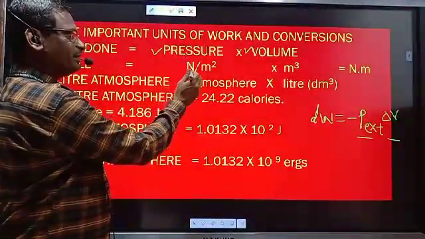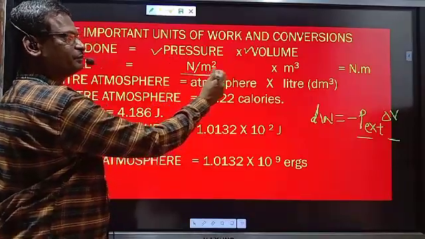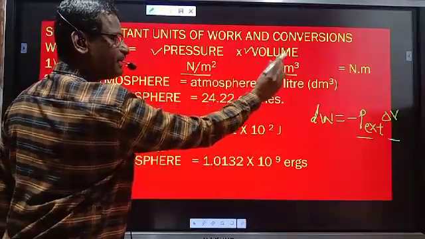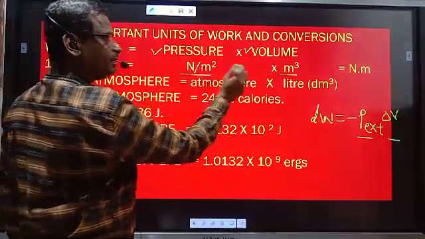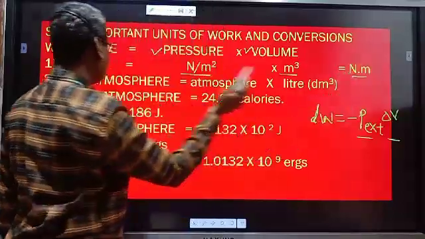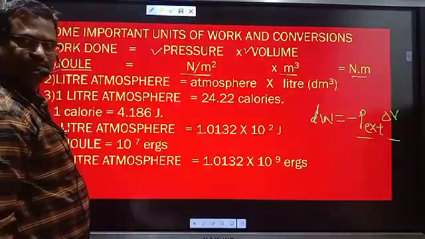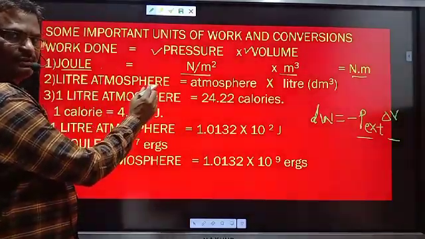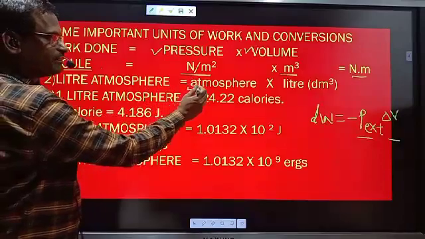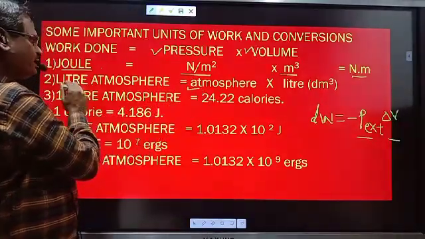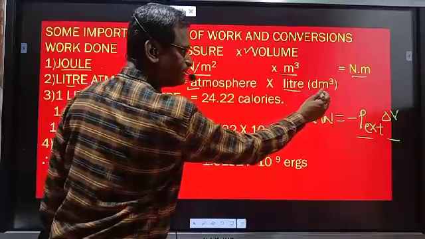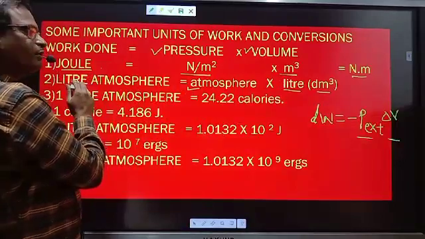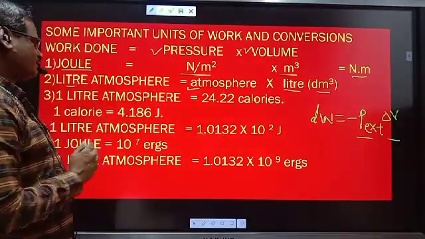If pressure is given in Newton per meter square, volume will be in meter cube. By multiplying, we get Newton into meter, Nm, Newton meter, which is nothing but the joule. Then, if we consider work done in liter atmosphere, we consider pressure in atmosphere and volume in liter, where liter is nothing but decimeter cube. So the unit of work done will be liter atmosphere.